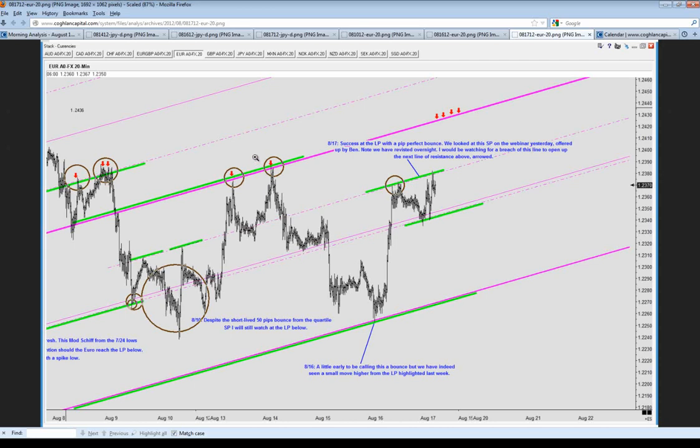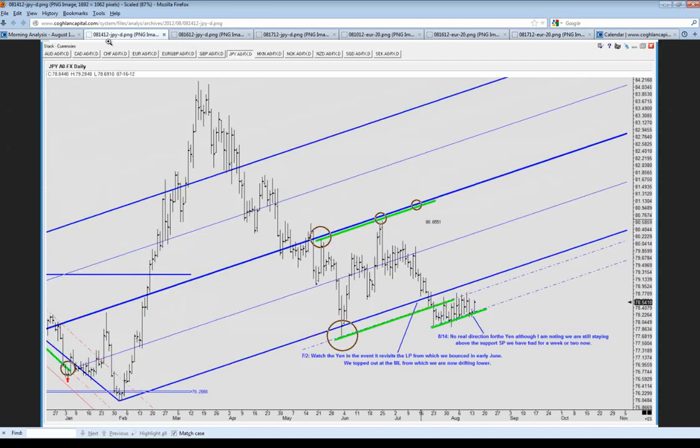Equally, if we go back and look at the Japanese yen, this is the Japanese yen on a daily chart. We've been following this from probably the middle of July, this particular line here. This is a sliding parallel, and I'm noticing that we're grinding along the sliding parallel. I'm saying no real direction, but we're staying above support. So what you'd be looking at doing is taking a long at support.